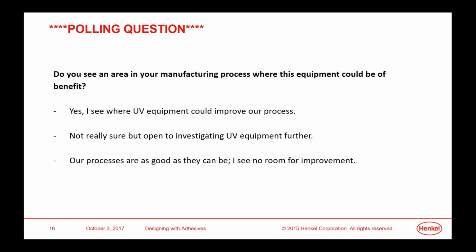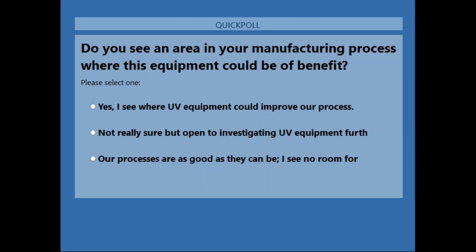All right, so we got another polling question coming up. I'm going to launch that to you folks. Okay, coming at you. Do you see an area in your manufacturing process where this could be of benefit? So if you all take a moment to answer that question, we'd appreciate it.